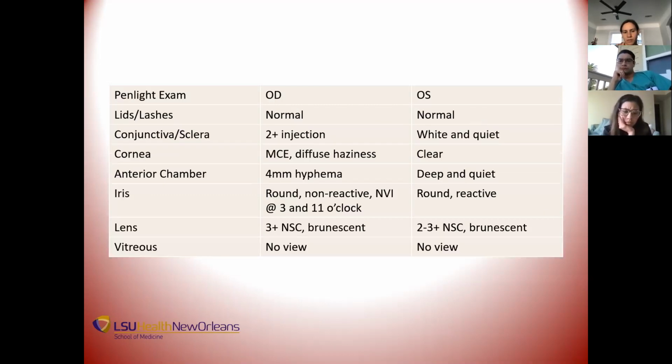Other things on penlight exam, he did have some conjunctival injection. Otherwise, cornea looks hazy with microcystic edema. Anterior chamber had a 4mm hyphema. And in the iris exam, we found some neovascularization at around 3 and 11 o'clock, pretty close to the pupillary margin. And additionally, he had a pretty significant cataract in both eyes.